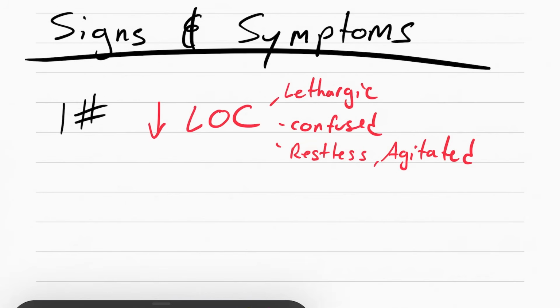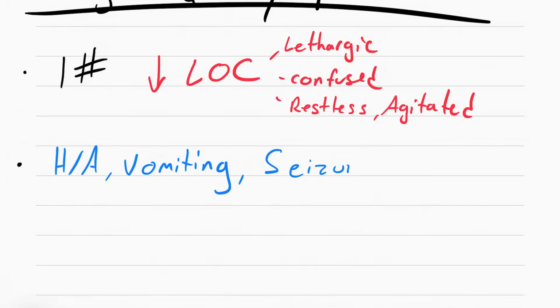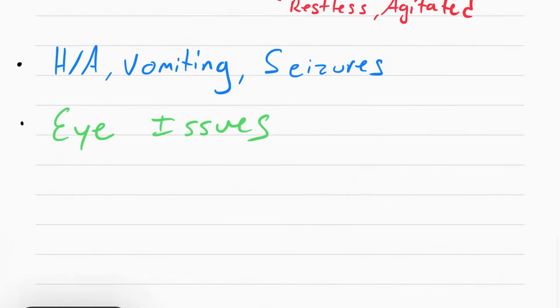All right, let's get back to the symptoms of increased intracranial pressure. The patient can also experience headache, vomiting, and seizures. They can also have eye issues as the pressure keeps going up.